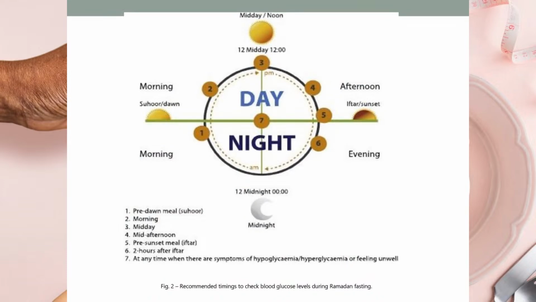So these periods must be remembered, but it will become important when we are talking about medications and how to turn them around. So usually the evening is the sunset. After the sunset, they break the fast, and it's called the iftar. And the dawn meal, before the start of the fast, is called the suhoor.